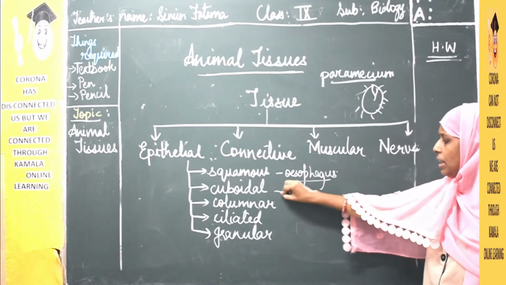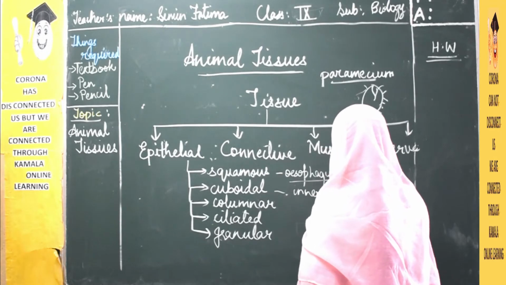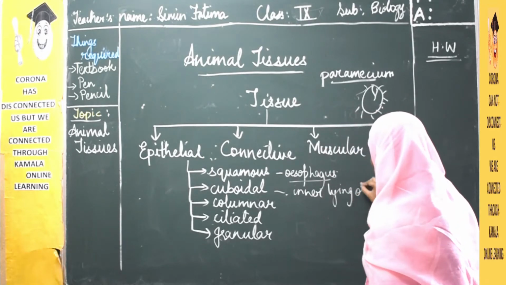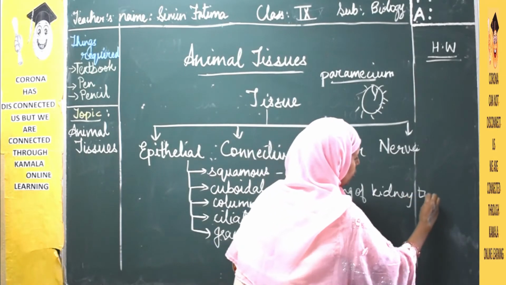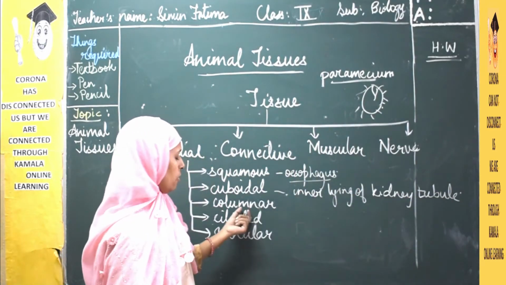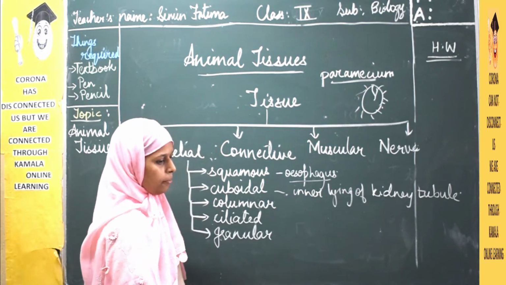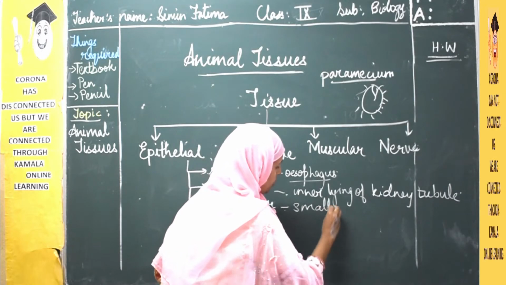It is found in the inner lining of kidney tissue. Okay. Now another one is columnar epithelial tissue. Columnar epithelial tissue is found in the small intestine.